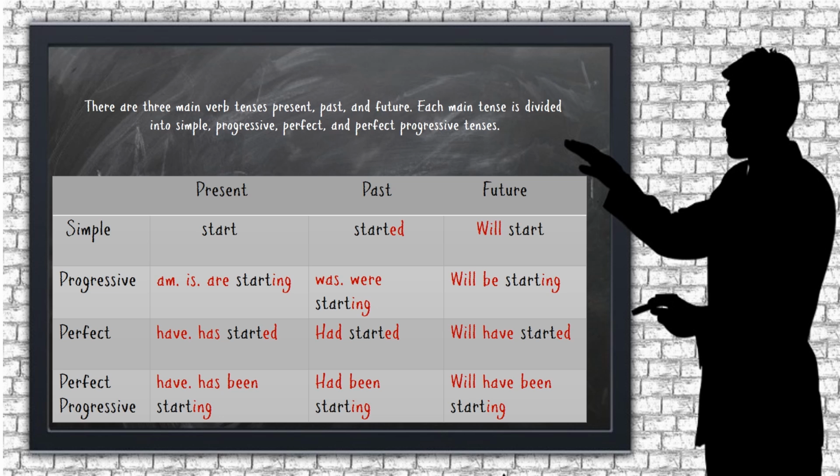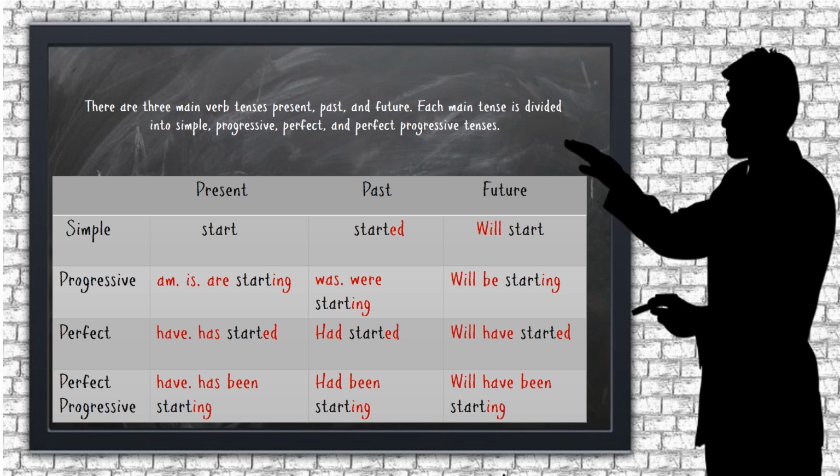Present progressive: ing and to be. Past progressive: ing and to be in the past. Future progressive: ing and will or shall. Present perfect: to have and the verb in the past tense. Past perfect: to had and the verb in the past tense. Future perfect: will or shall, to have and the verb in the past tense.